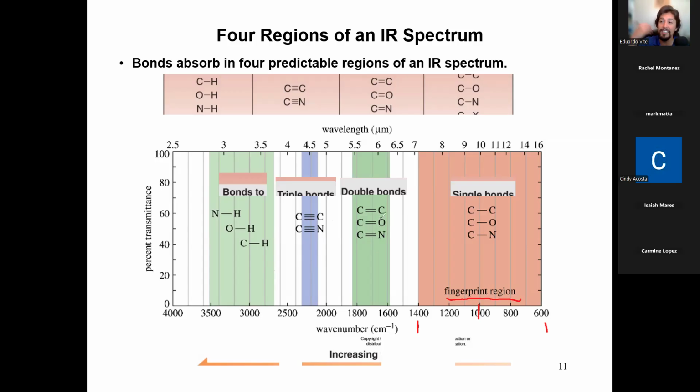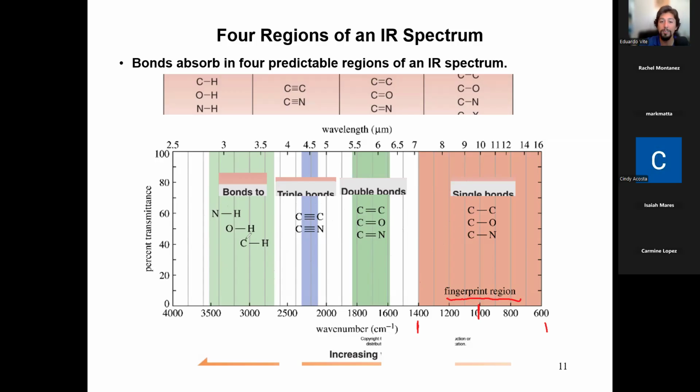So again, it's a good idea to know these things. It's a good idea to know where they are. You don't always have to commit it to memory 100%. You can just know, well, the triple bond is stronger, so it's going to have a bigger number than the double bond. And the double bond is stronger, so it's going to have a bigger number than the single bond.